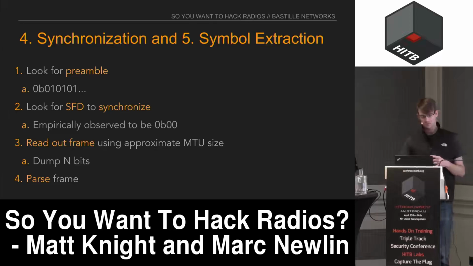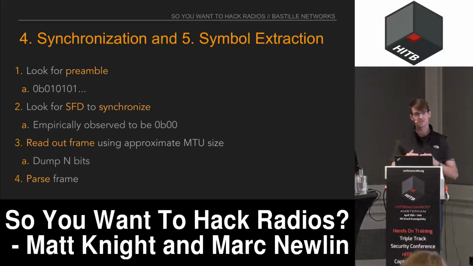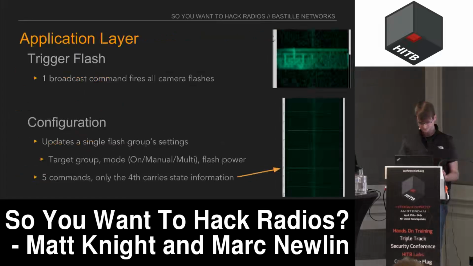So once we see that alternating pattern and our state machine establishes that we're about to receive a packet, we start to look for the start of frame delimiter so that we can synchronize. The start of frame delimiter in this case is empirically observed to be 2 zero-valued symbols. So the transmitter sends its preamble, and then at the end of the preamble, it sends an extra zero-valued symbol to tell the receiver, hey, the preamble's done. What follows immediately after the second zero-valued symbol is your data. So once we're synchronized, we read out the frame using some arbitrarily large MTU size, just dumping out the next, say, couple hundred bits. And then we can parse through that and try to make sense of what's actually happening here.